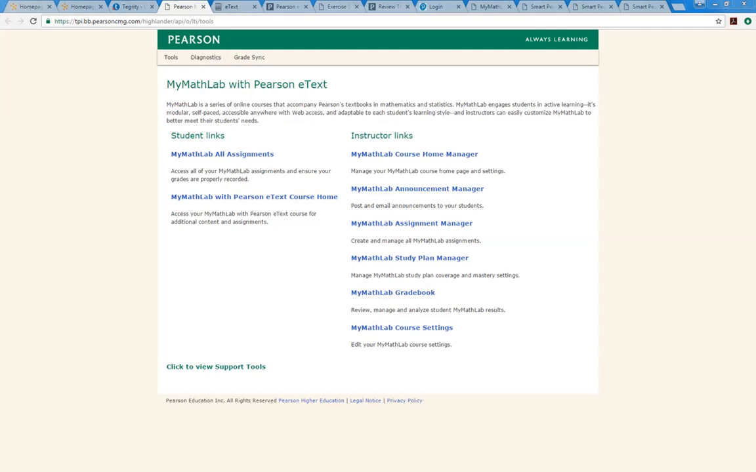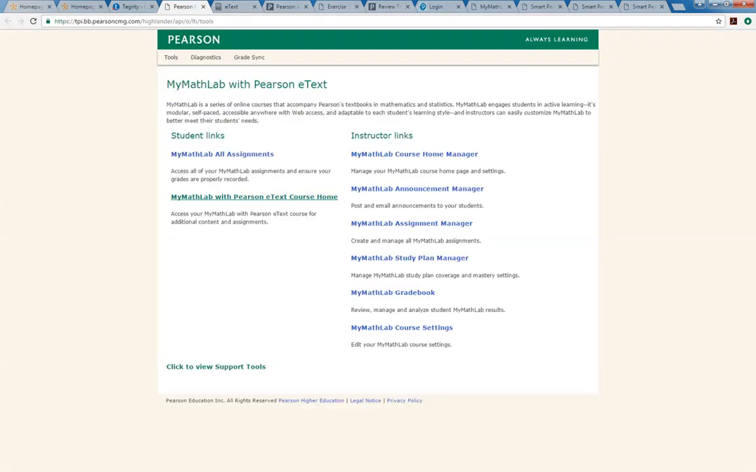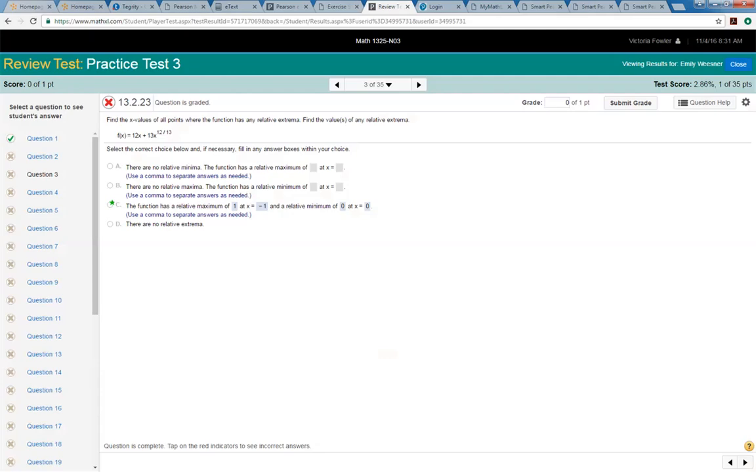This is a question regarding the practice exam for Unit 3 in Math 1325. I am navigating to the practice test. There we go, there's the right tab. The first question was regarding 13.2, problem number 23, which appears as question 3 in the practice test.